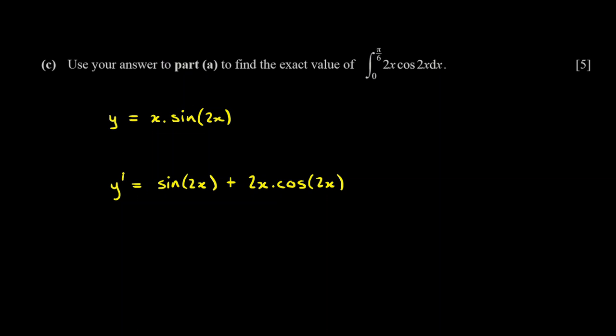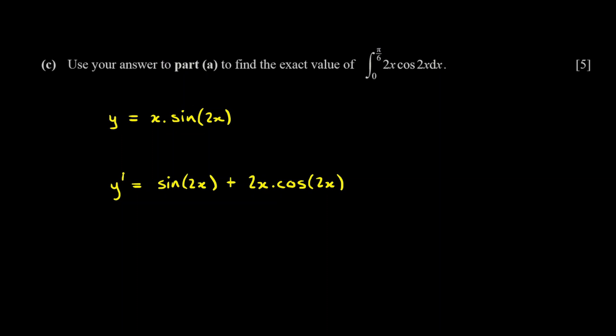All right. So here we are in part C. Using our answer to part A, find the exact value of this integral. Now, students generally find this style of question quite difficult. The key thing is this part here, where it says use our answer to part A. So we need to make sure that we go back and think about the significance of part A.